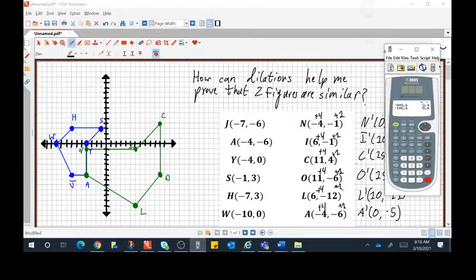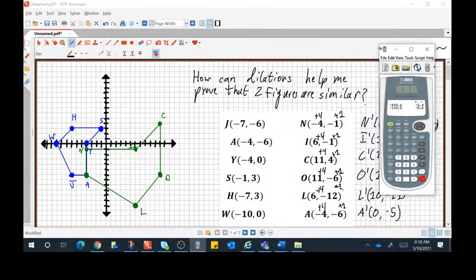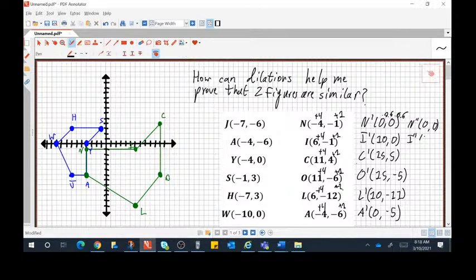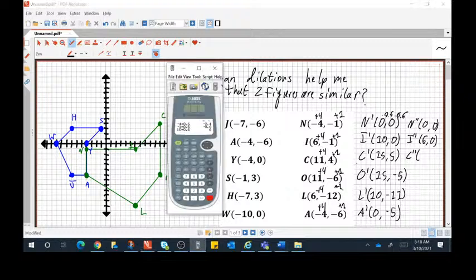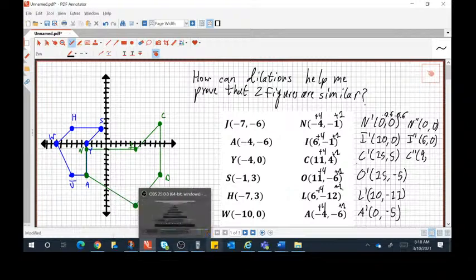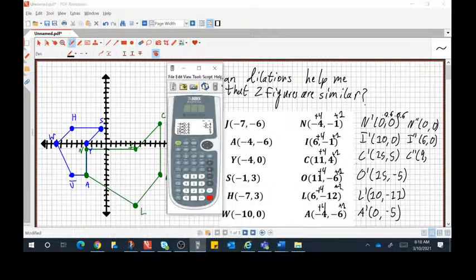I double prime, let's see here. What's 10 times 0.6? 10 times 0.6 is 6. 6, 0. C double prime is 15. What's 15 times 0.6? 9, comma. 5 times 0.6 is 3.